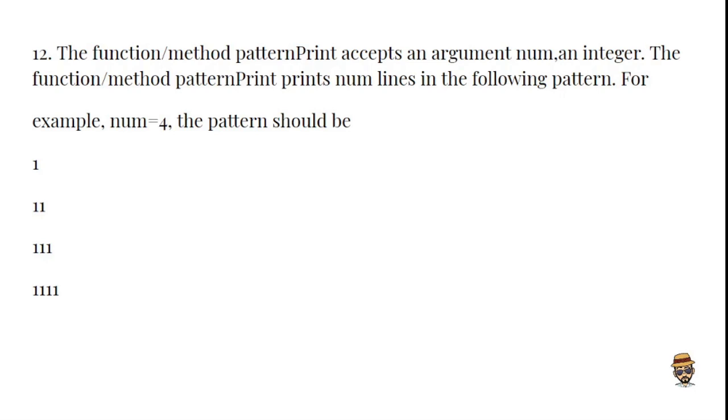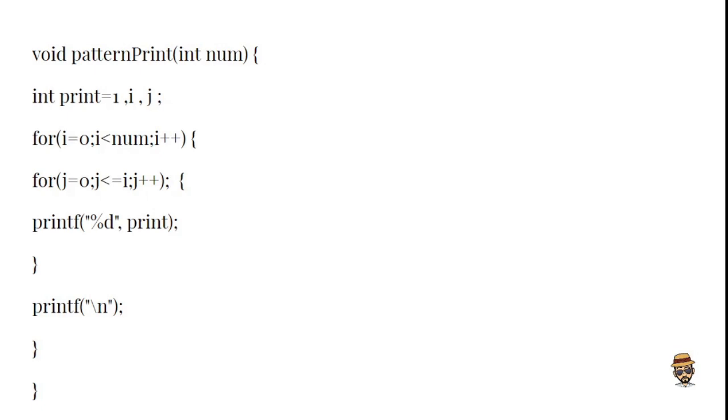Okay, if you are given a number 4, then you have to print a pattern like 1, 1 1, 1 1 1, and 1 1 1 1. Alright, now let's look at the error code. So guys, pause the video, find out the error in this code. So the error in this code is that there is a semicolon after the second for loop. This semicolon shouldn't be here, it terminates this for loop. So we have to just remove this semicolon, that's all.